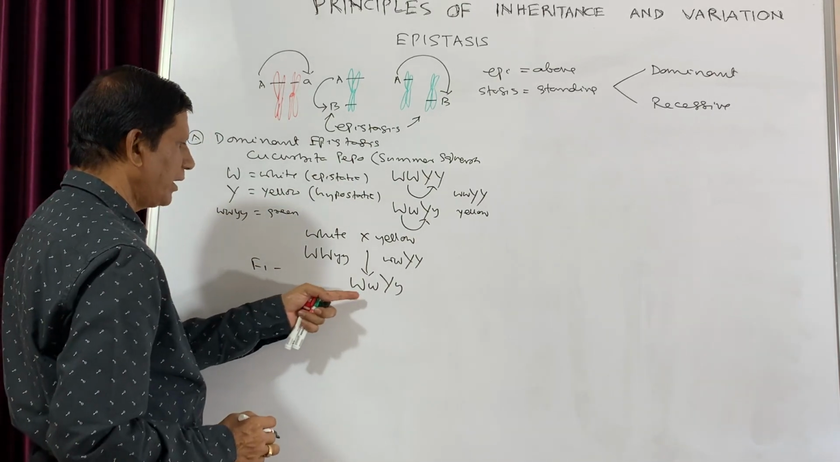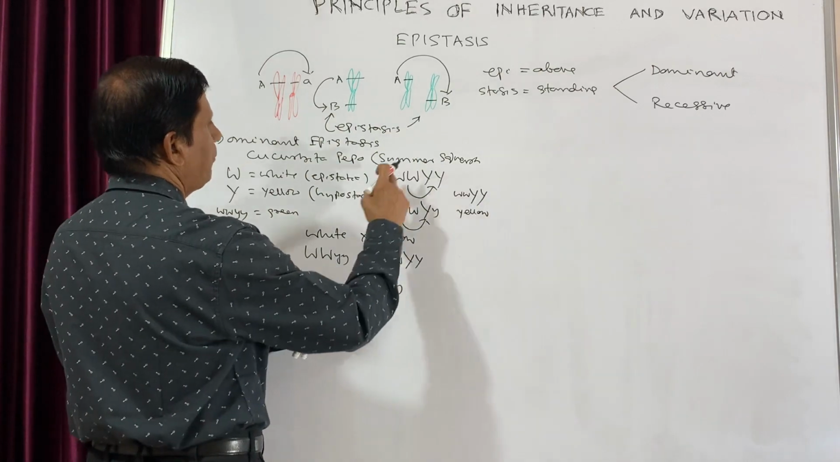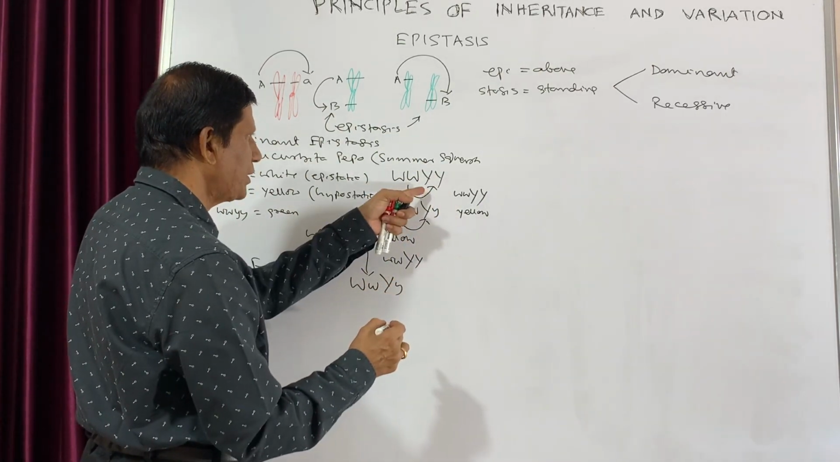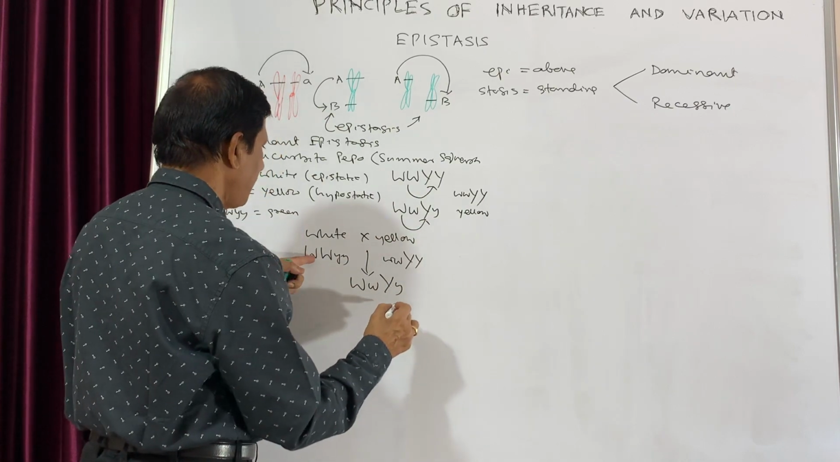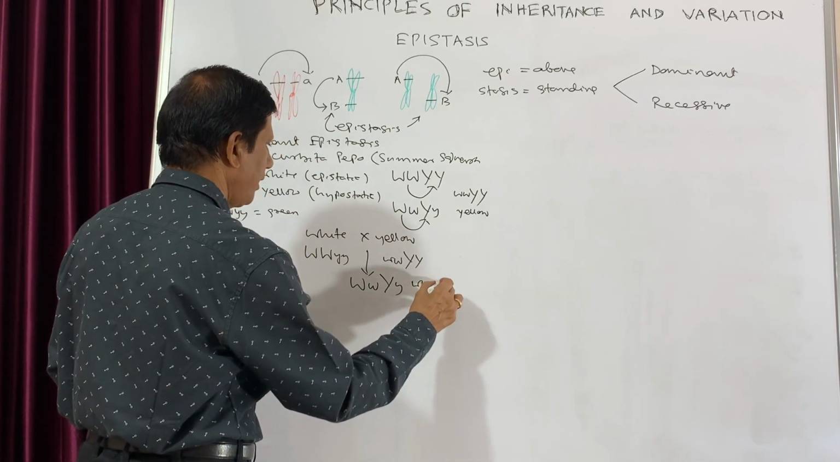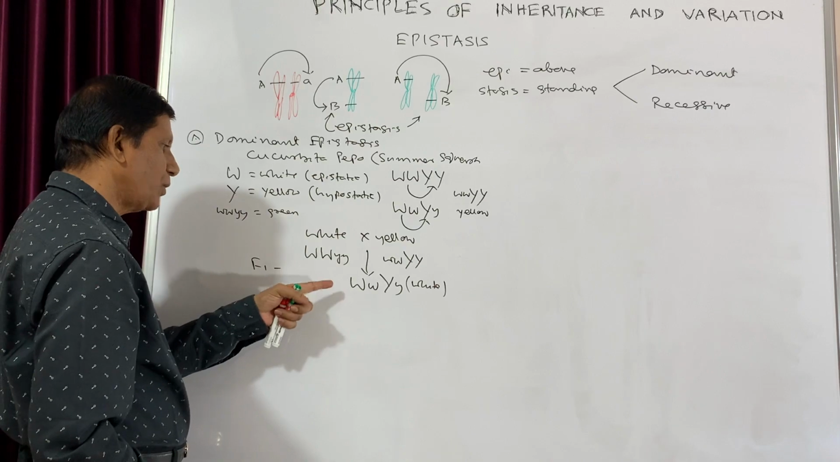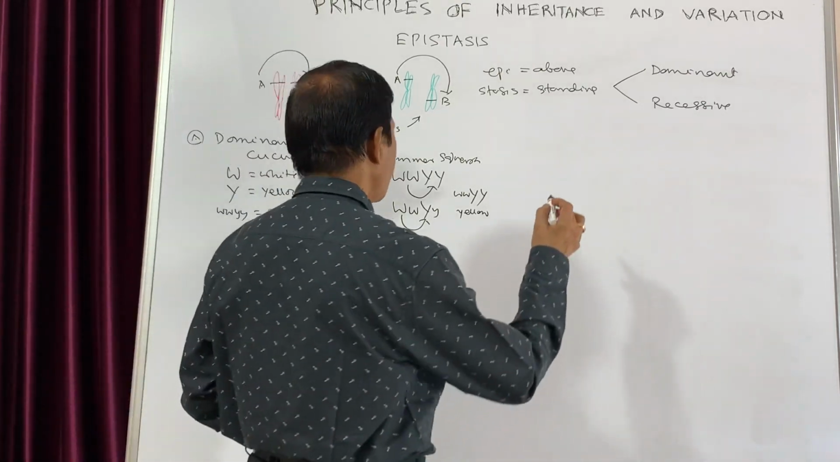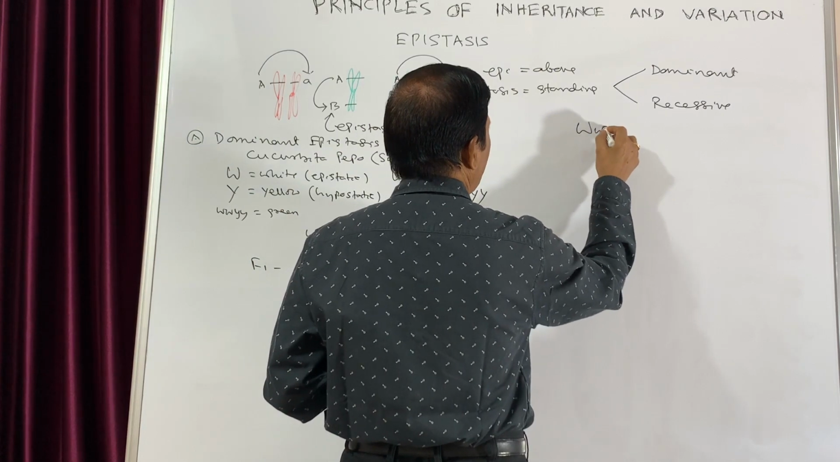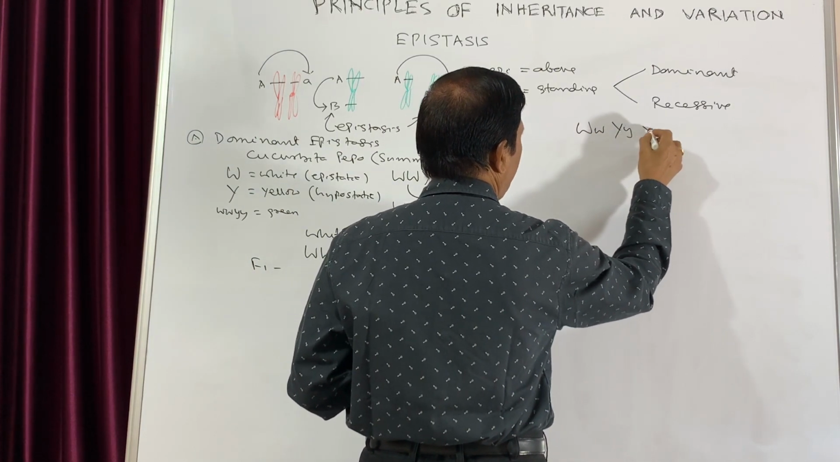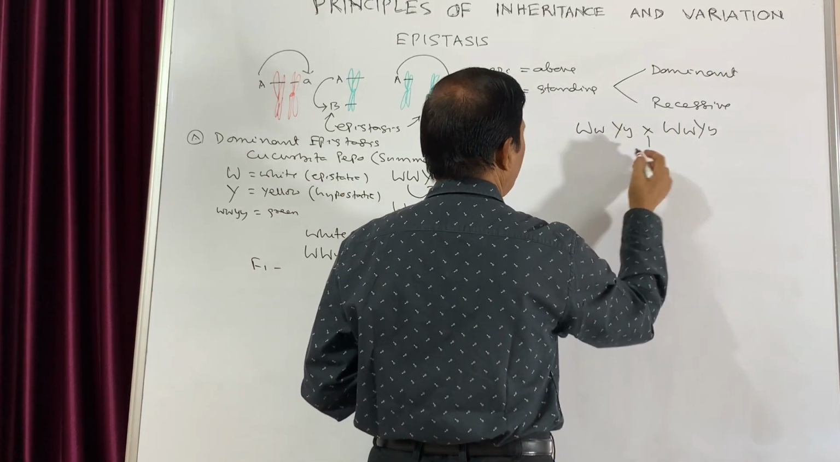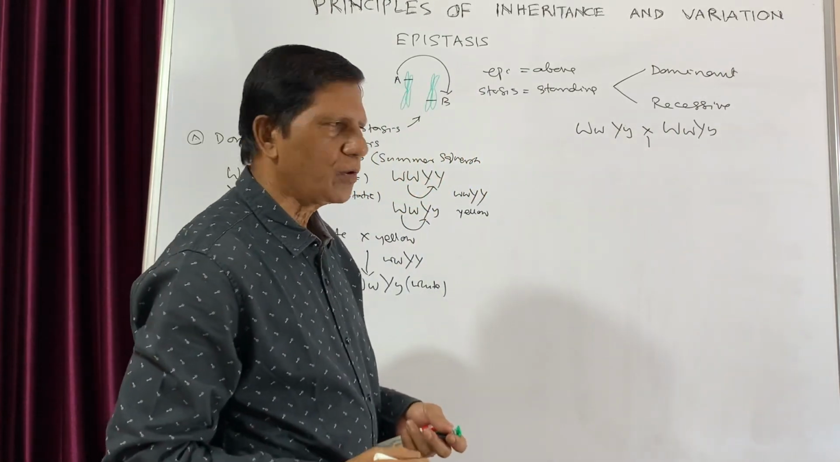Now what will be the color of this one? Because when both W and Y are present, W is epistatic. That means this also will give rise to white color. Now when two such white colors are intercrossed, what will happen? Capital W small w, capital Y small y, and another the same one, they will be intercrossed. Then in F2 generation what will we get?